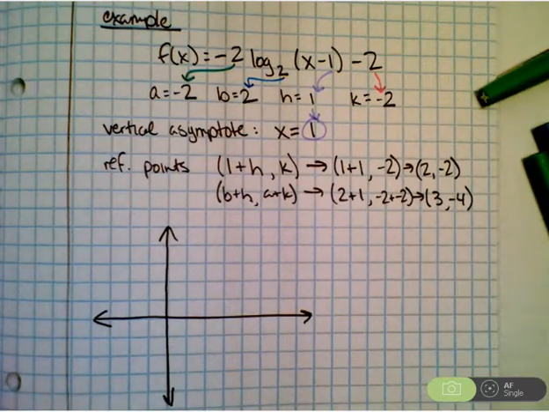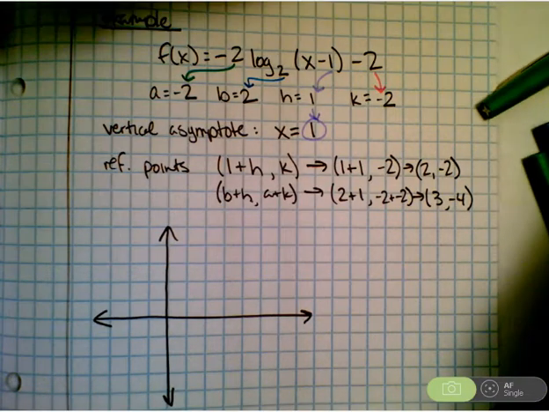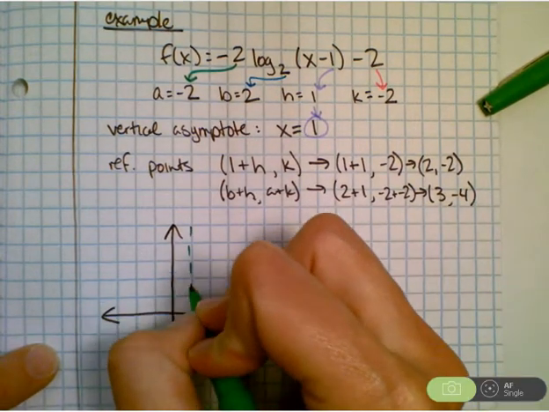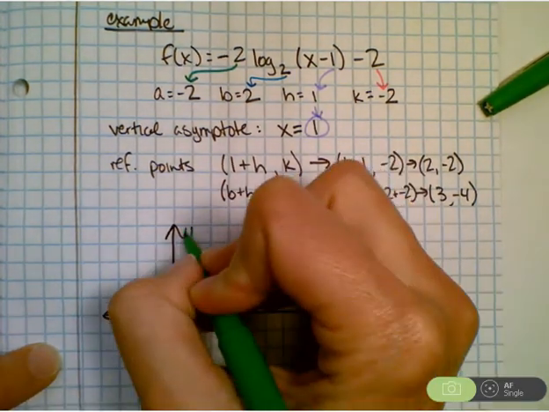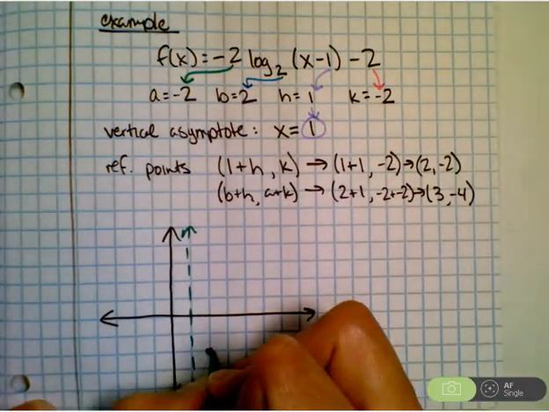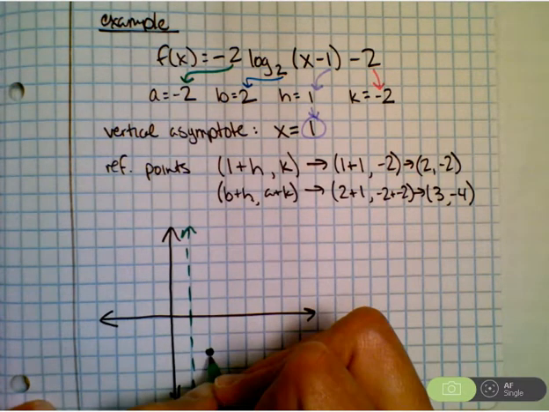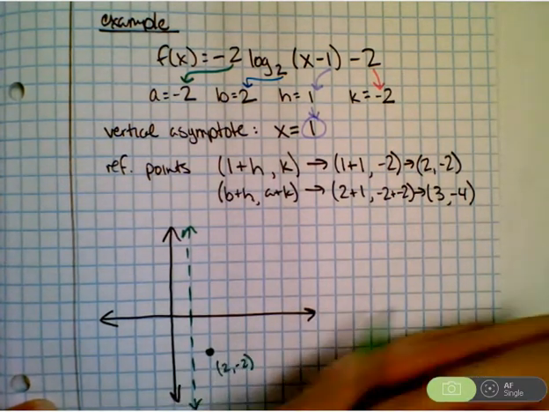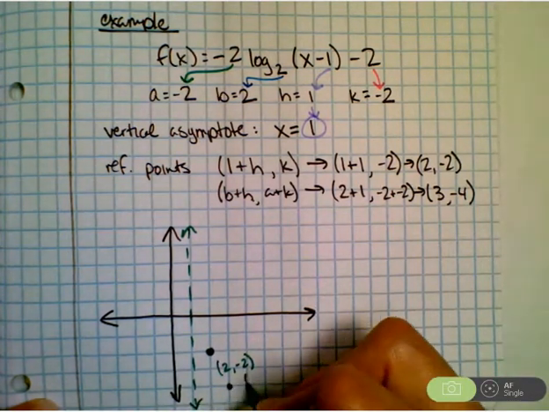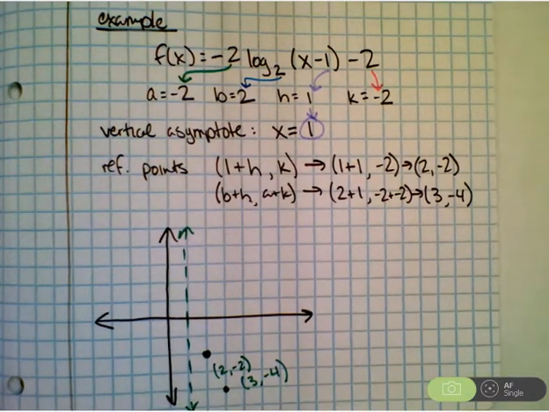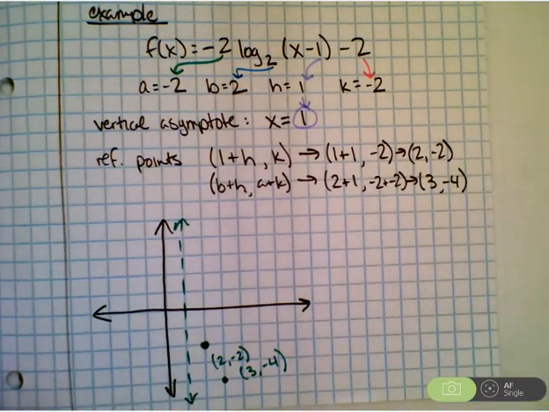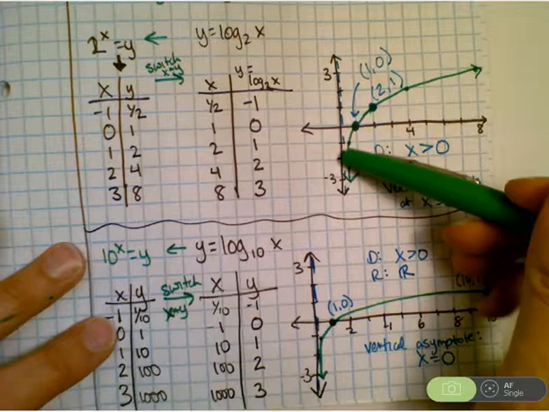So where were we? Vertical asymptote at +1. So at +1, I'm going to make a vertical line like so. My reference points are 2, -2, which is right there. Always remember they start from the origin, so 2, -2 would be there. And 3, -4 would be there. And then what you want to do, just like with the exponential functions, once you've got those 2 points, what you want to remember is it's going to curve in towards the asymptote.